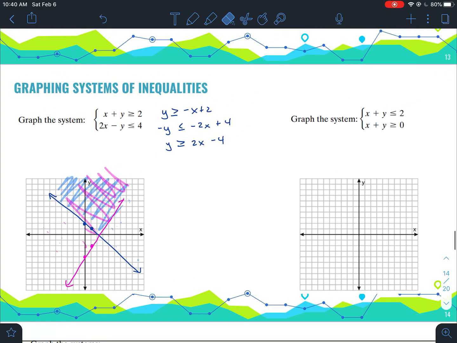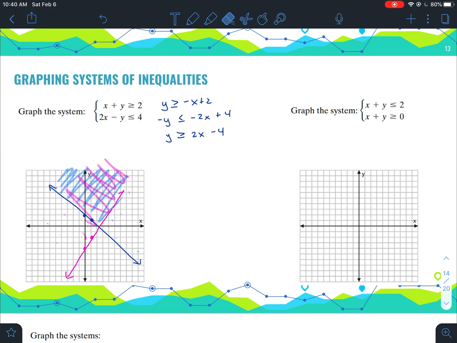And so my solution is up in that upper piece. All right. Why don't you guys pause the video and try the second one. X plus y is less than or equal to 2. X plus y is greater than or equal to 0.